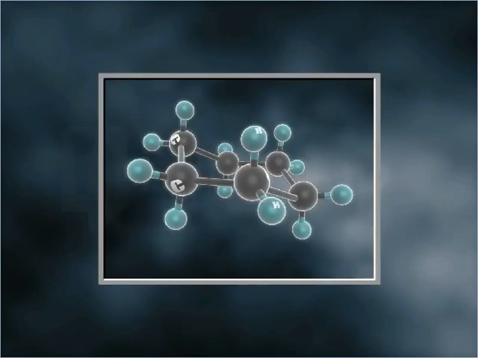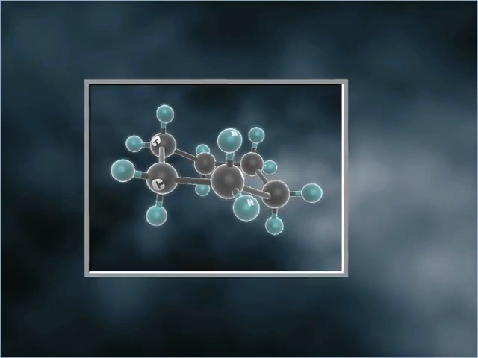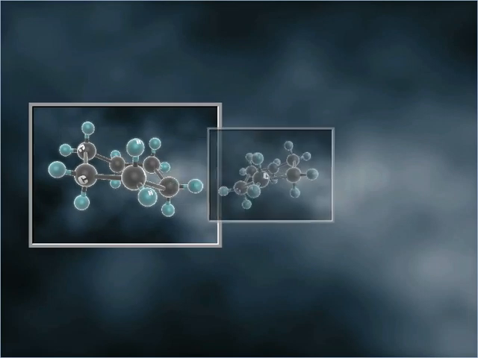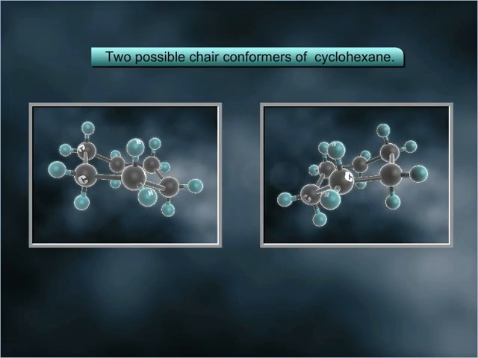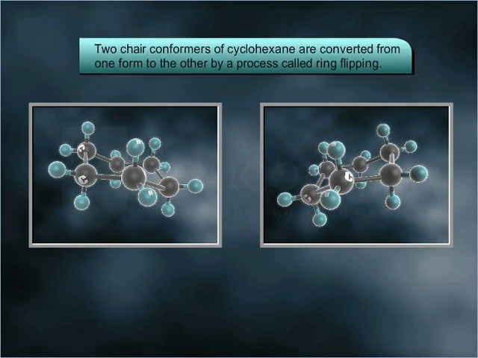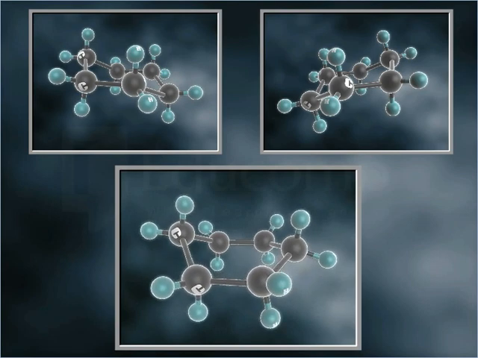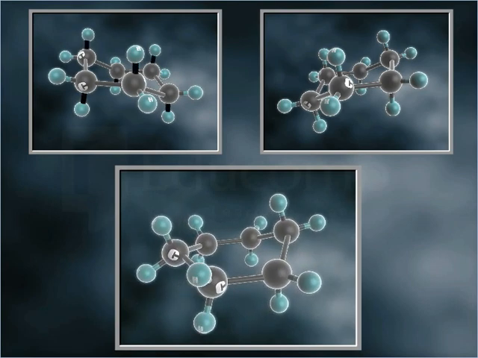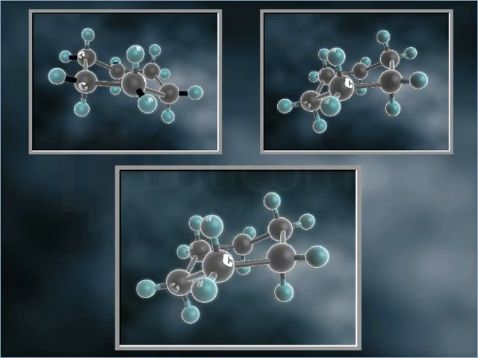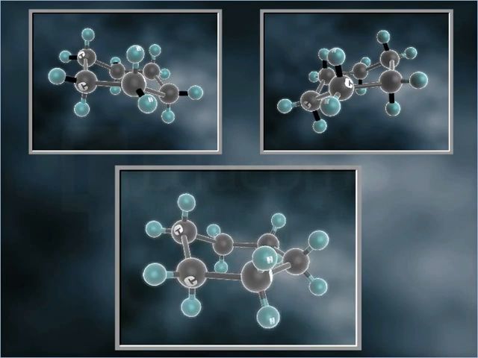The axial and equatorial carbon-hydrogen bonds can be converted from one type to the other, giving rise to two possible chair conformers of cyclohexane. These two chair conformers of cyclohexane remain in equilibrium with each other and are converted from one form to the other by a process called ring flipping. During ring flipping, all the axial bonds of a chair form get converted to the equatorial bonds and all the equatorial bonds get converted to axial bonds.